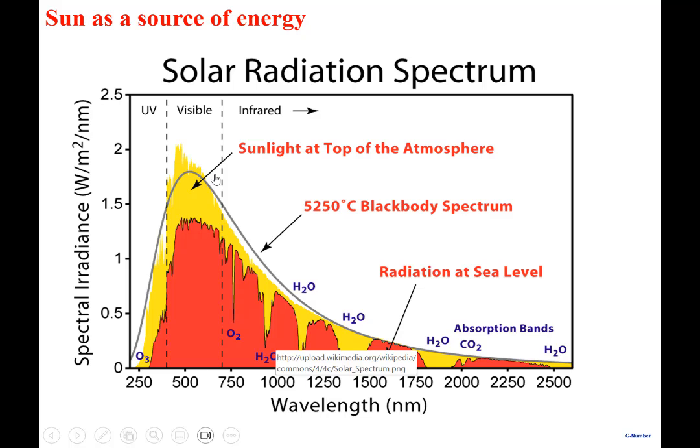Those of you who are familiar with black body radiation, you might have read earlier. Black body radiation depends on what temperature the black body is. And so this follows roughly that particular plot here, a black body at a temperature of 5000 degrees Celsius. The red one is what reaches the Earth's surface. You can see absorption bands due to oxygen and water vapor and carbon dioxide and things like that. The red one is at sea level.